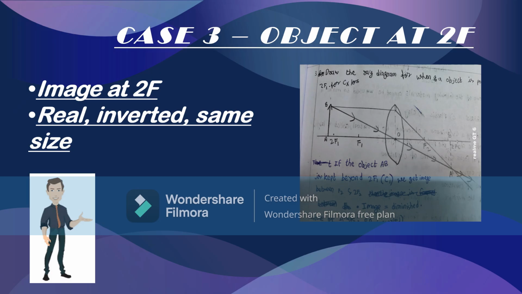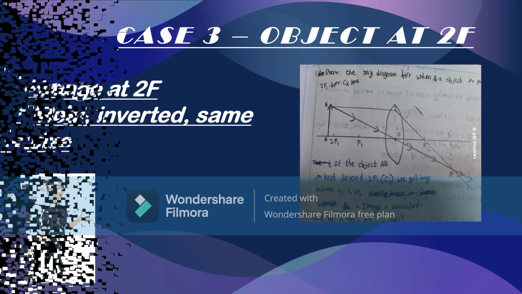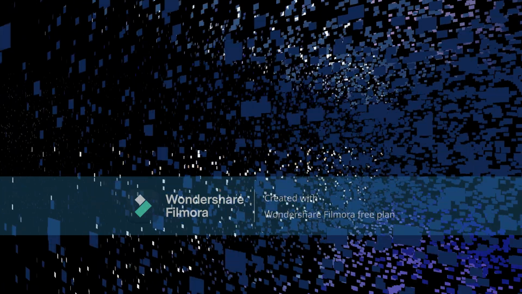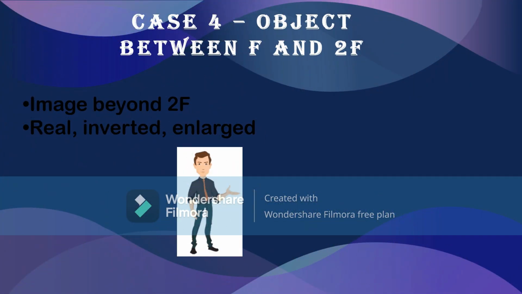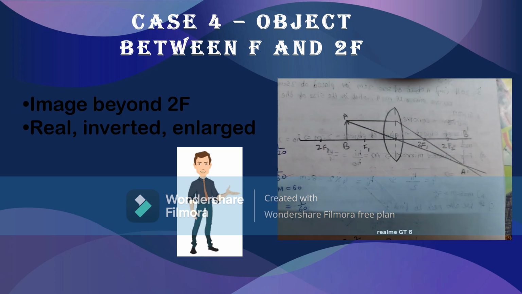Let's go to our next case, which is case number 4, when the object is between F and 2F. This case is interesting. If the object is between F and 2F, the image forms beyond 2F on the right hand side or the other side. It's real, inverted and magnified, bigger than the object. The principle here is used in projectors, where small slides are magnified on the screen, as you can see in the image.